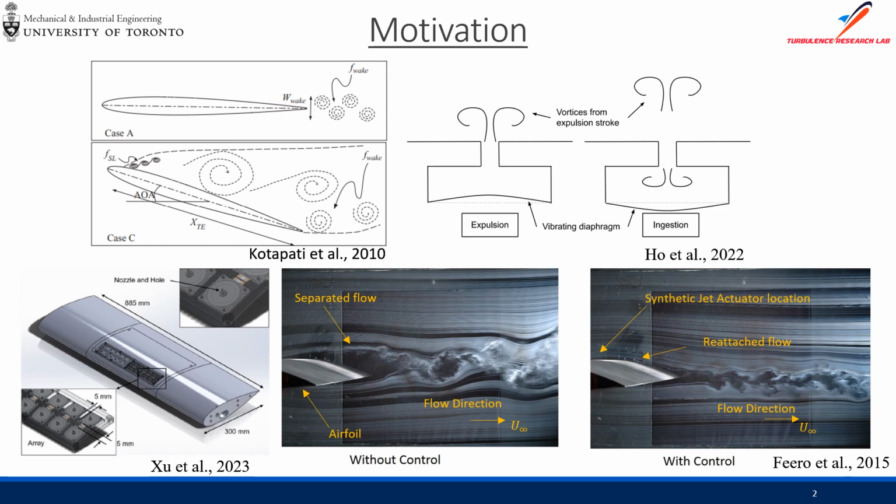Here we have some smoke visualization that showcases the effect of the synthetic jet very well. On the left, without flow control, we can see a basically fully stalled airfoil with a significant flow recirculation bubble. With adequate SJA control, the separation is basically suppressed, and the size of the wake is also a lot smaller.